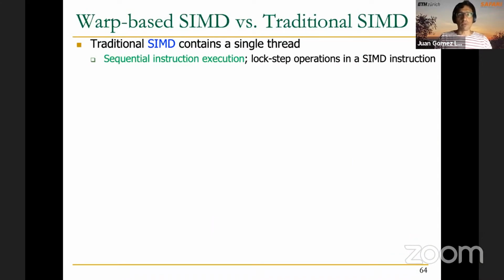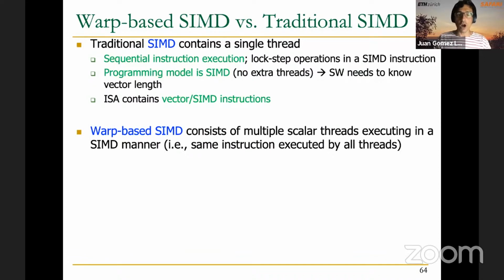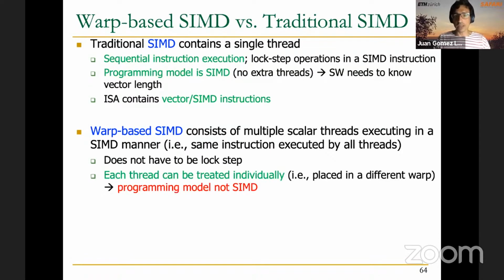So let's recap and let's start wrapping up the lecture. Again, the comparison of the traditional SIMD and the warp-based SIMD. Traditional SIMD contains a single thread. It's a sequential instruction execution. The programming model is SIMD, and the ISA, the instructions that the programmer or the compiler has to write, are vector SIMD instructions. In warp-based SIMD, what we write is code for individual threads. We are not using vector instructions, we use threads.